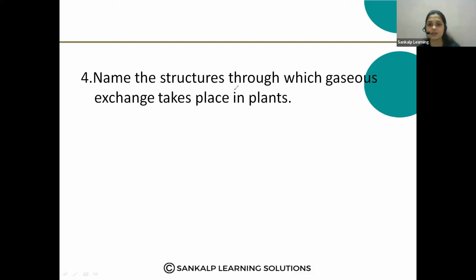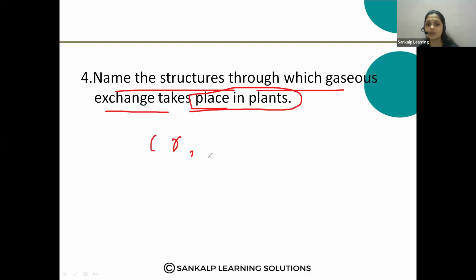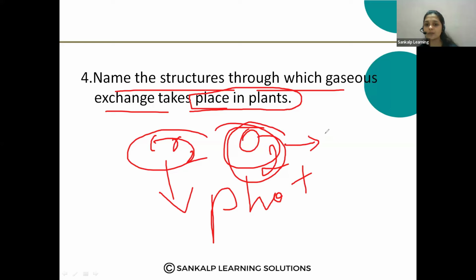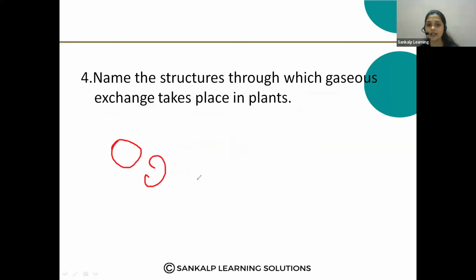Name the structures through which gaseous exchange takes place in plants. In plants also there are some structures that help in the exchange of carbon dioxide and oxygen. Carbon dioxide is required for the photosynthesis process, and oxygen is released during photosynthesis. During respiration, plants also need oxygen and give out carbon dioxide.